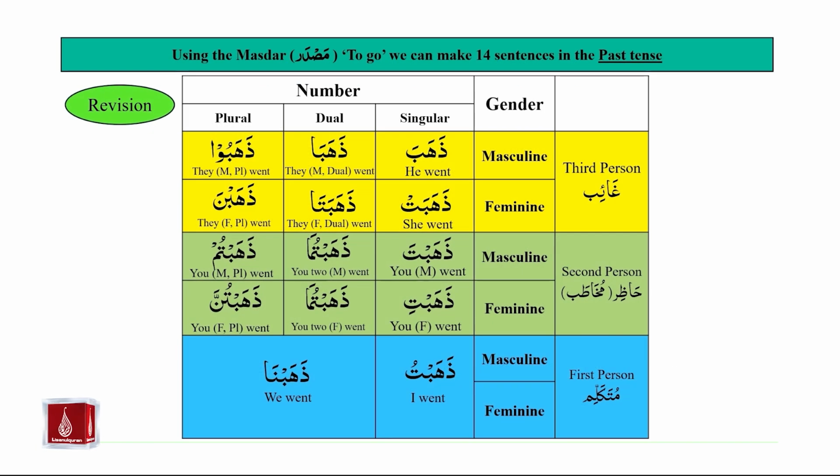We have 14 personal pronouns in the Arabic language, and we took the chart of the marfu' personal pronouns to make our chart of 14 jumla fi'liya using the masdar of to go. The chart is as follows: Zahaba, Zahaba, Zahabu, Zahabat, Zahabata, Zahabna, Zahabta, Zahabtuma, Zahabtum, Zahabti, Zahabtuma, Zahabtunna, Zahabtu, Zahabna.